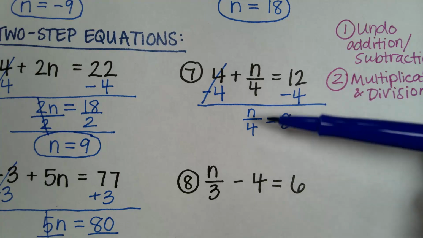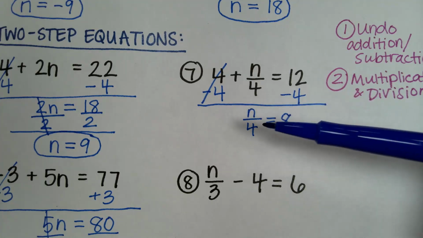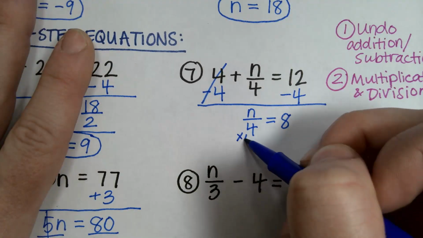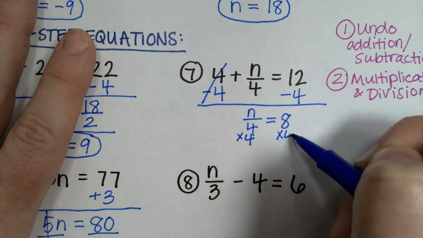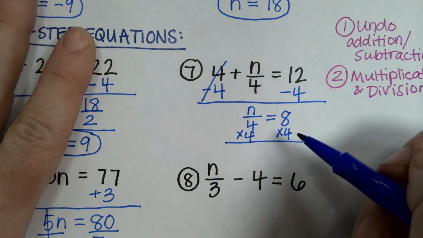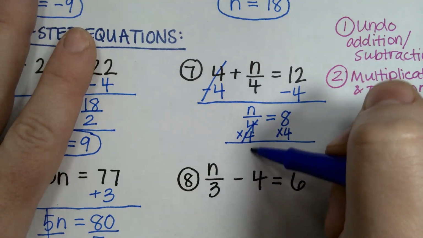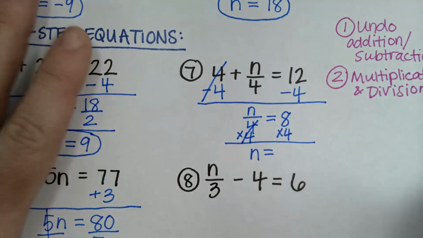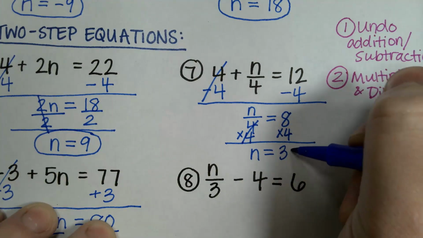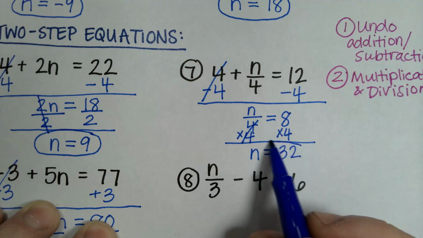We're going to multiply by 4. Yes, n over 4 just means n divided by 4, and we know that to get rid of division, we multiply. So I'm going to do that on both sides. And what happens now? You're going to cancel out the 4. Yes, cancel the 4's, and I get n equals what? 32. All right. So there's all my work, and I'm going to circle my answer.